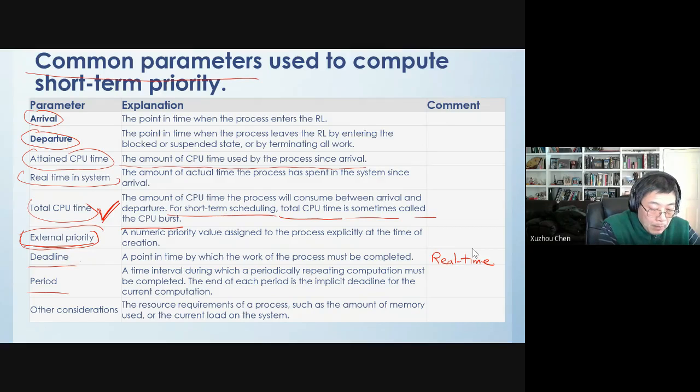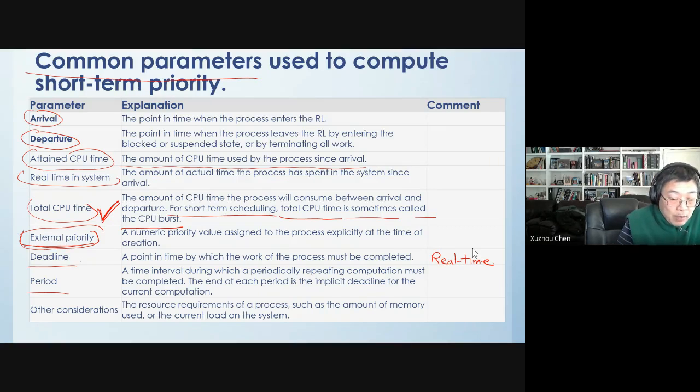Now, real-time processes are actually very important. A real-time system contains a lot of real-time processes that have to be executed within a certain period of time. Otherwise, you're going to cause some trouble. For example, the computer system in an automobile, in a vehicle.